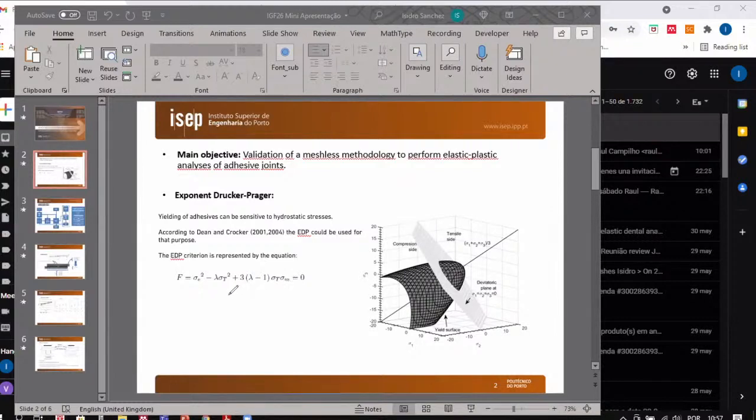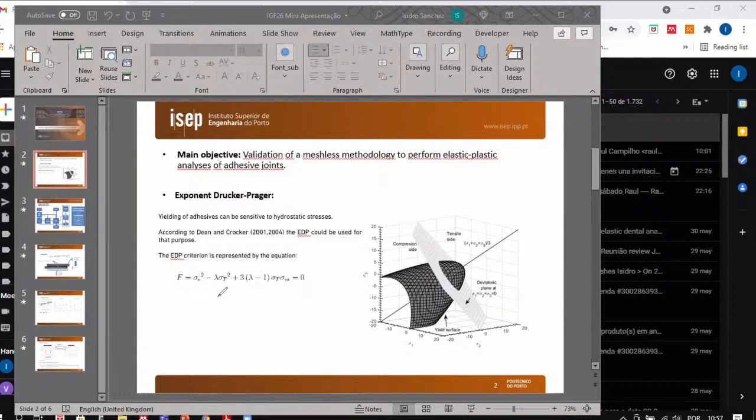And one of the things we implemented with this methodology is the ability to switch from one criteria to another just by modifying this parameter. So if the parameter is equal to 1, this equation takes the form of the well-known von Mises equation. If the parameter goes beyond that, it takes into account the exponent Drucker-Prager criterion.